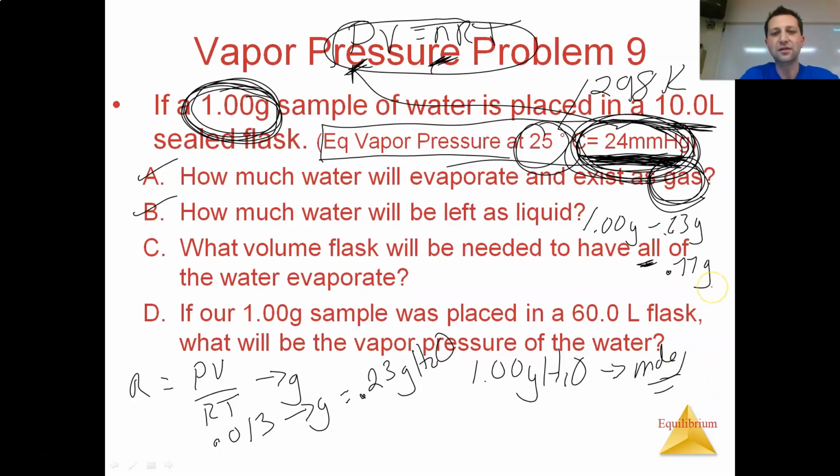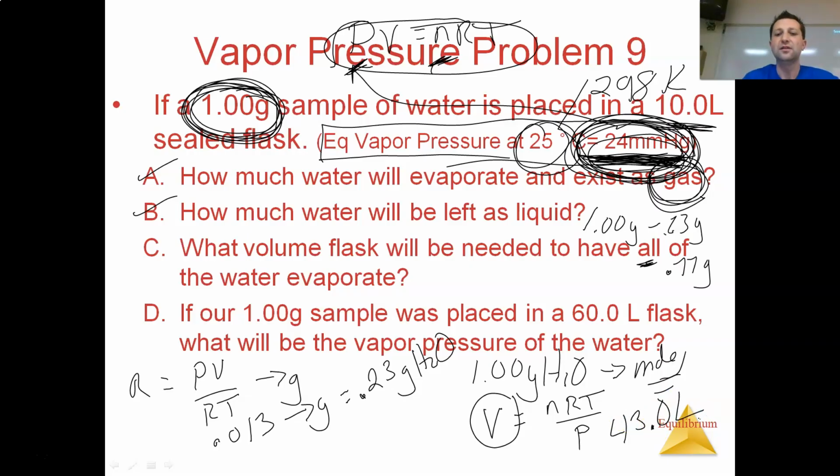and plug it into PV equals nRT. But you're going to solve that for volume. Volume equals nRT over P. That will tell you how big your flask needs to be to have all of this evaporate and to create this partial pressure. Take a second and do it. Solve for V, shouldn't be too hard, and then we'll go from there. When you solve for V, you should end up with 43.0 liters.